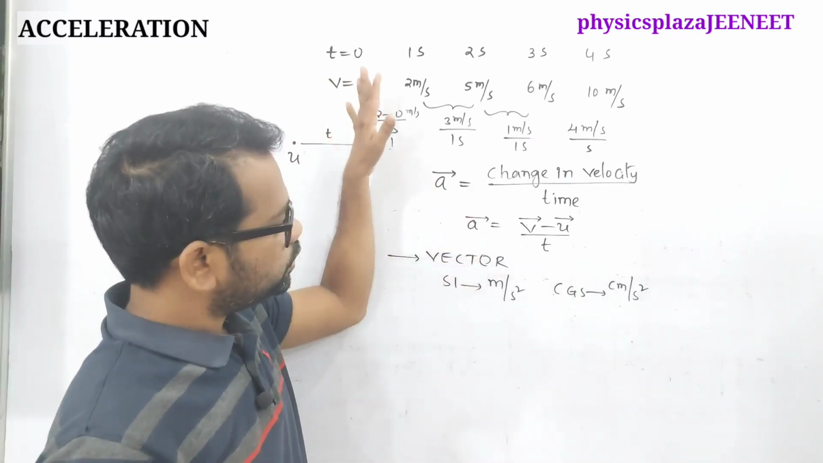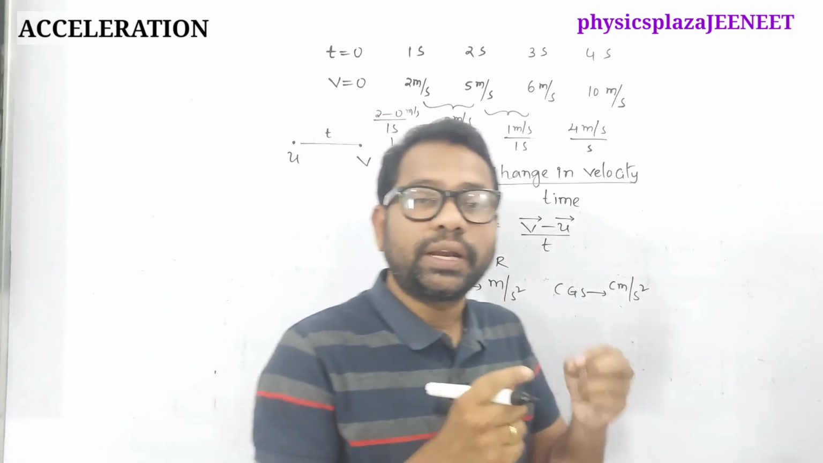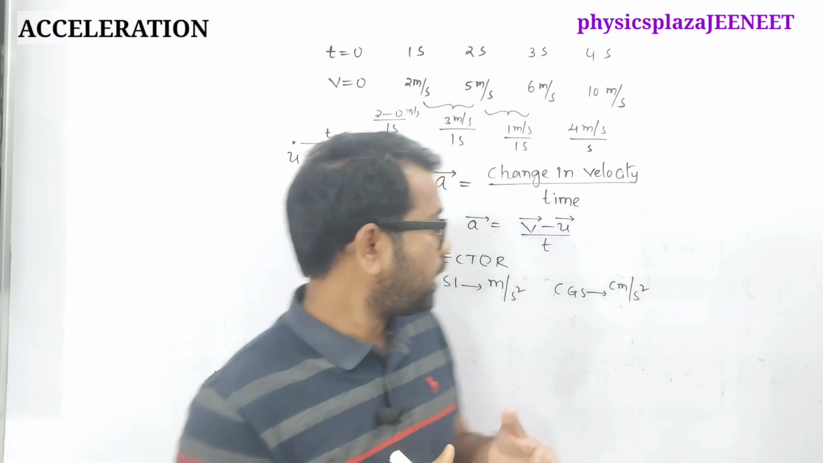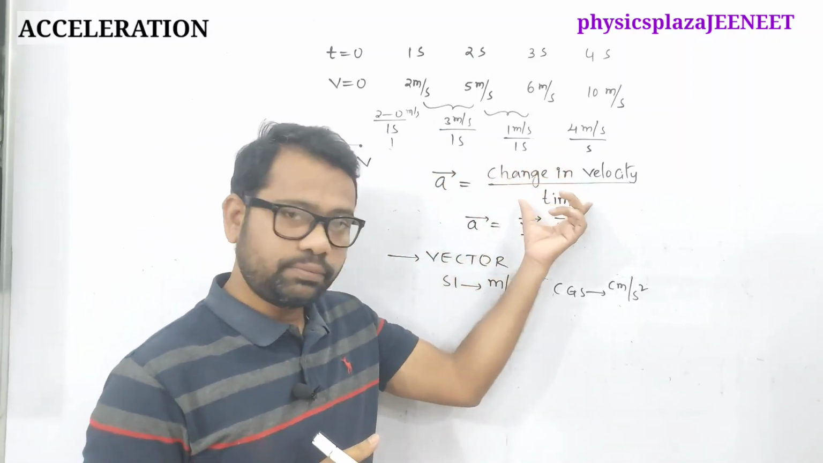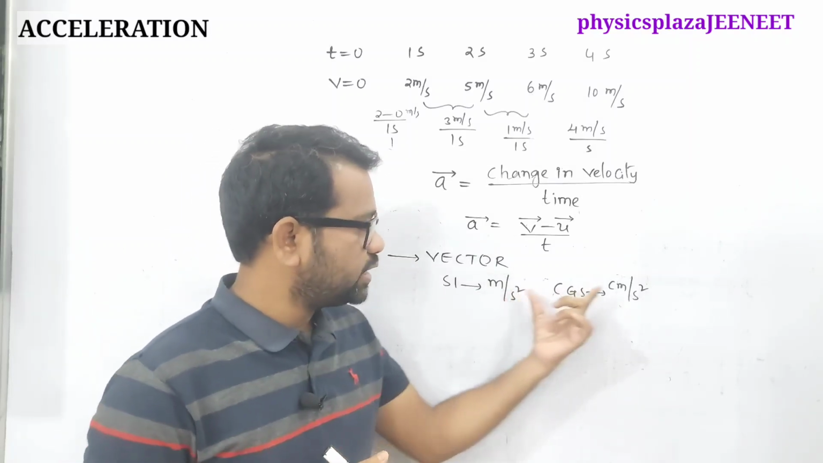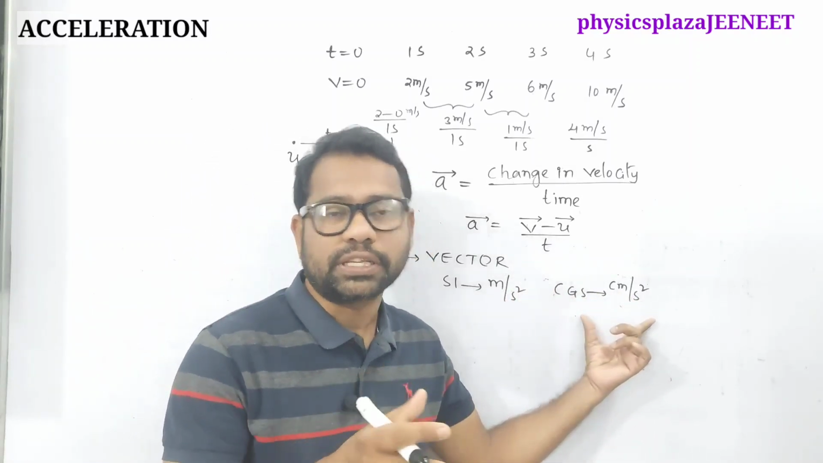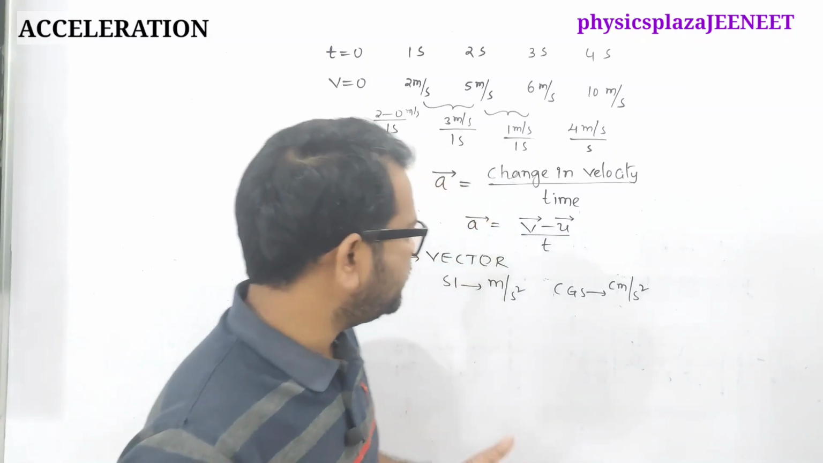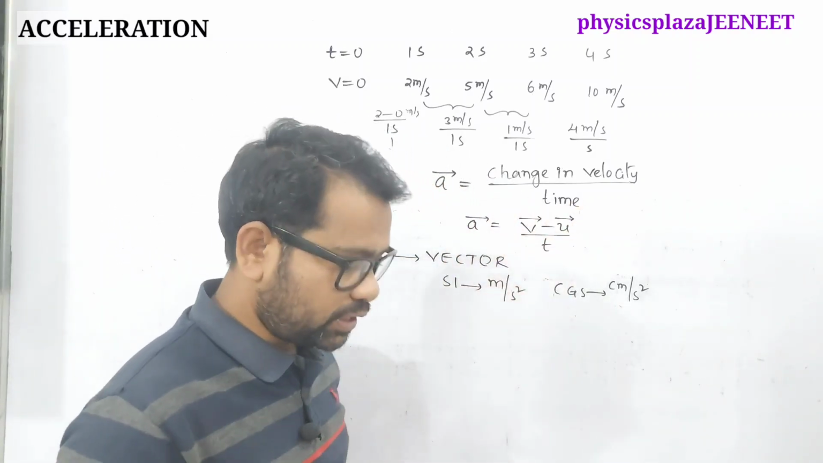So simply this is about acceleration, children. The rate of change of velocity is called acceleration. Acceleration is equal to change in velocity by time. It is a vector quantity. SI units are meter per second square and CGS units are centimeter per second square. Clear? Fine, children.